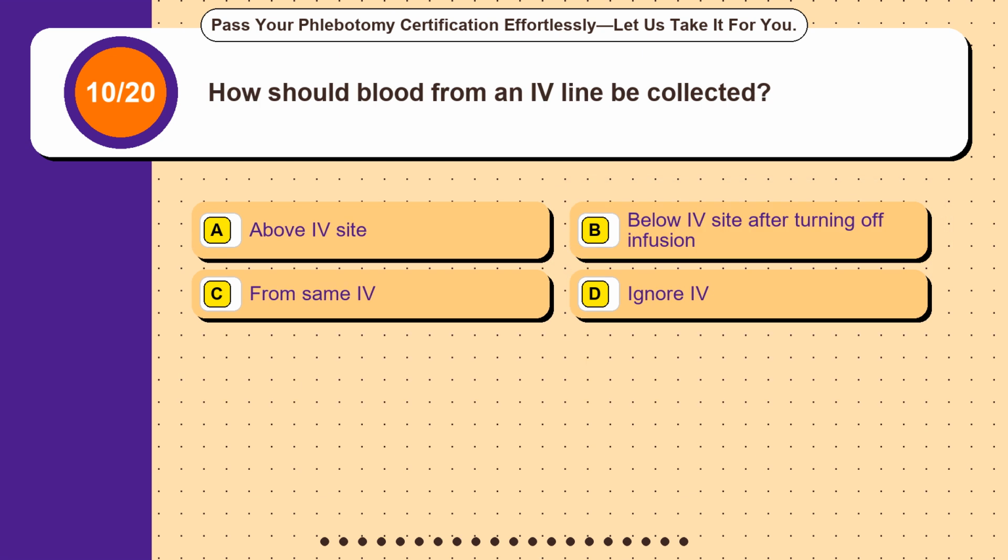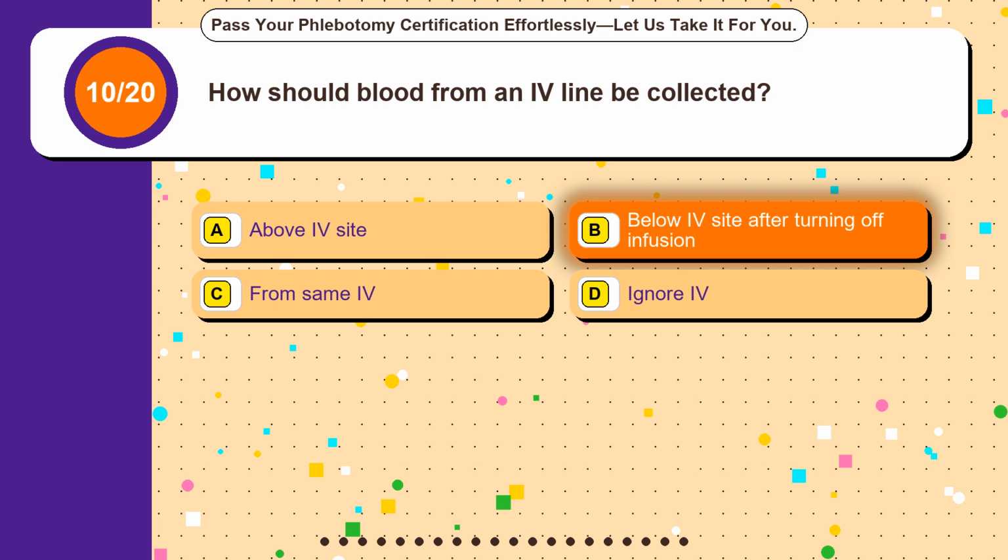Question 10. How should blood from an IV line be collected? Option A, above the IV site. Option B, below the IV site after turning off infusion. Option C, from the same IV. Option D, ignore the IV. The correct answer is option B, below the IV site after turning off infusion.